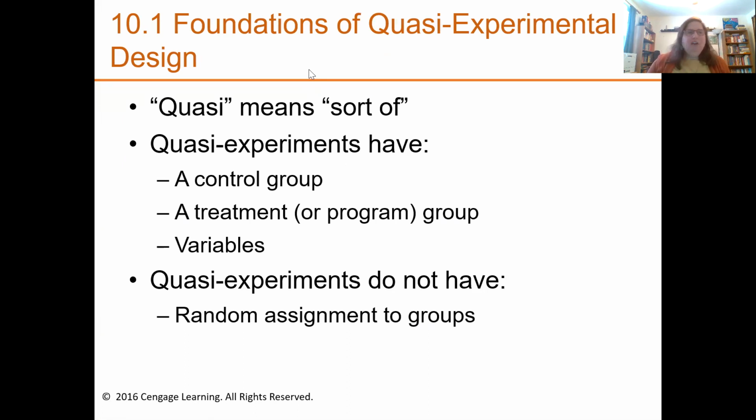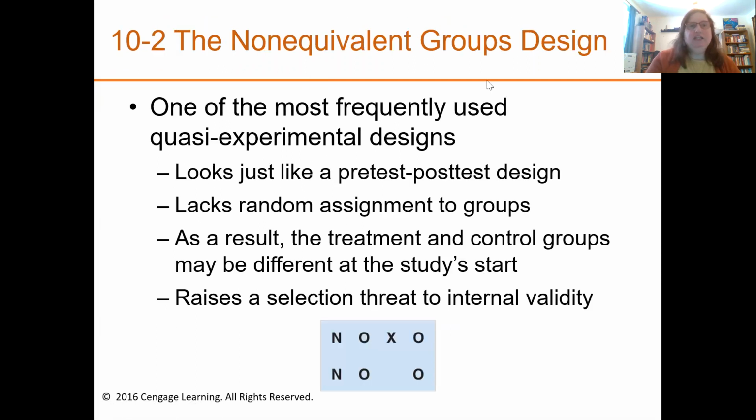So when we're talking about quasi-experimental designs, which is what we've been talking about actually, quasi means sort of. Quasi-experiments have a control group, a treatment group or program group, and variables. Quasi-experiments do not have random assignment to groups. Okay, so a little review there of where we've been heading.